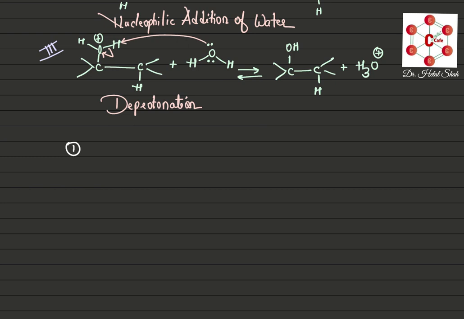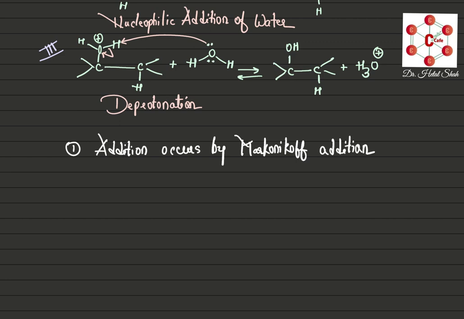1. Addition occurs by Markovnikov addition. Generally, when carbocations are intermediates, it is always Markovnikov, right? So, yeah, most of the time it is Markovnikov.